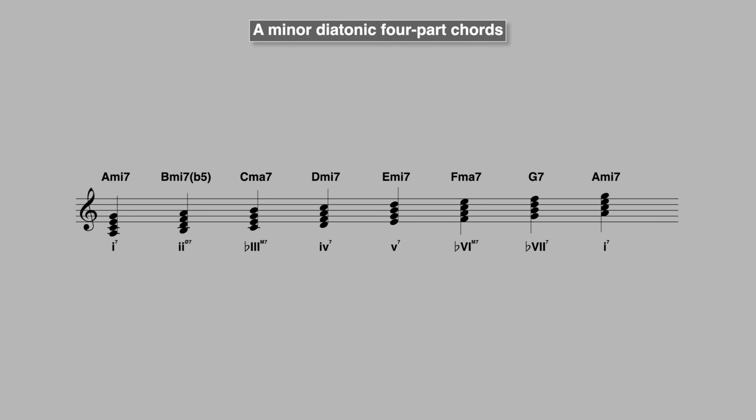Obviously, minor scales have the same diatonic 4-part chords. However, the 4-part chords are displaced. Now, the major 7th chords are built from the 3rd and 6th scale degrees. The minor 7th chords are built from the 1st, 4th, and 5th scale degrees. The dominant 7th chord is built from the 7th scale degree. And the minor 7th with flatted 5th chord is built from the 2nd degree of the scale. Again, this applies to all minor scales.